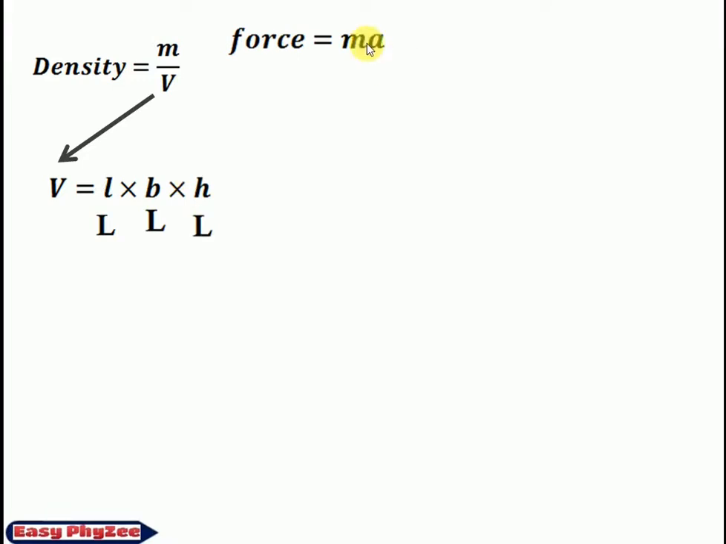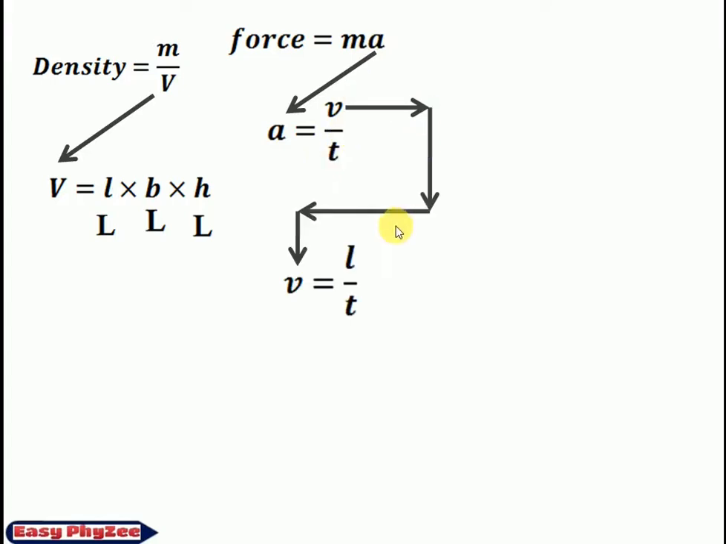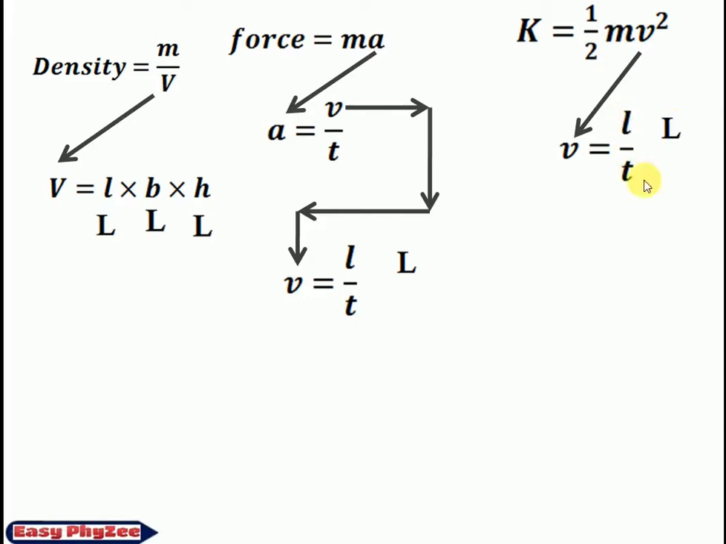Similarly, for force, I can simplify acceleration into velocity by time. Again, velocity can be simplified into length by time. So again I got length by time, and I cannot simplify it further. Similarly, if you take kinetic energy, half m, mass I cannot simplify, but velocity I can simplify. Velocity is length by time, and this is the basic. Now I cannot simplify further.